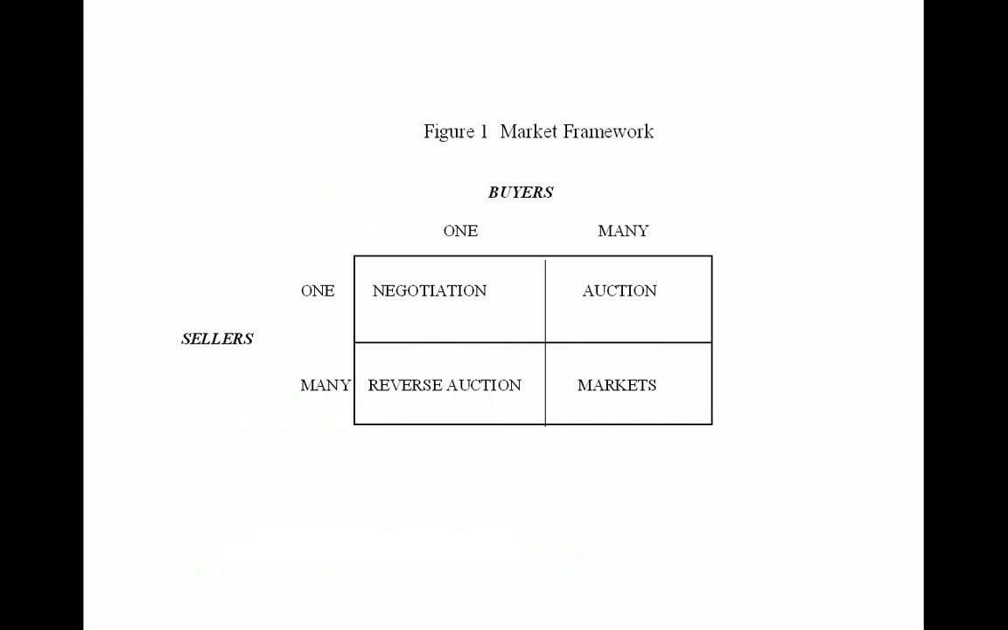Here's a market framework. You've got buyers and sellers, one or many. If you've got one buyer and one seller, it's a negotiation. If you've got one seller and many buyers, it's a typical forward auction. One buyer, many sellers, it's a reverse auction. Prices go down. And many sellers, many buyers, you've got a market or an exchange.